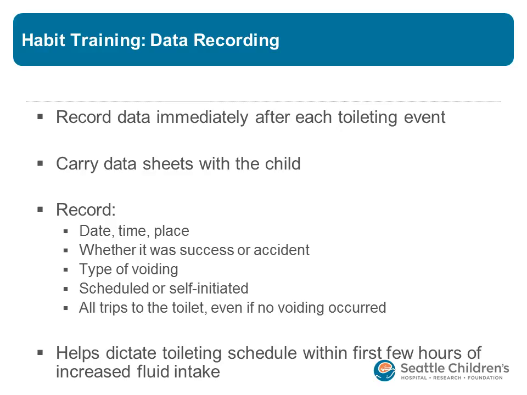You also want to make note of the type of voiding, so did they urinate or have a bowel movement. You want to note if it was scheduled, meaning that an adult prompted it and initiated it, or whether the child initiated it, because you certainly want to know how often they're initiating if that's happening. And then you want to know that you went to the toilet even if no voiding occurred.